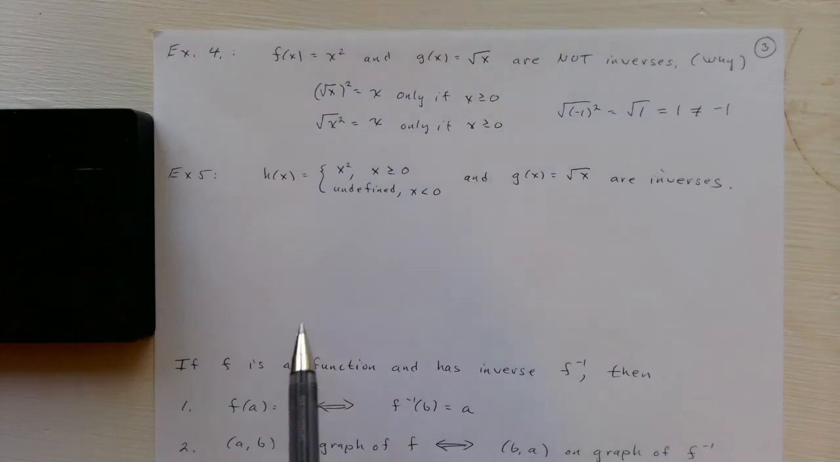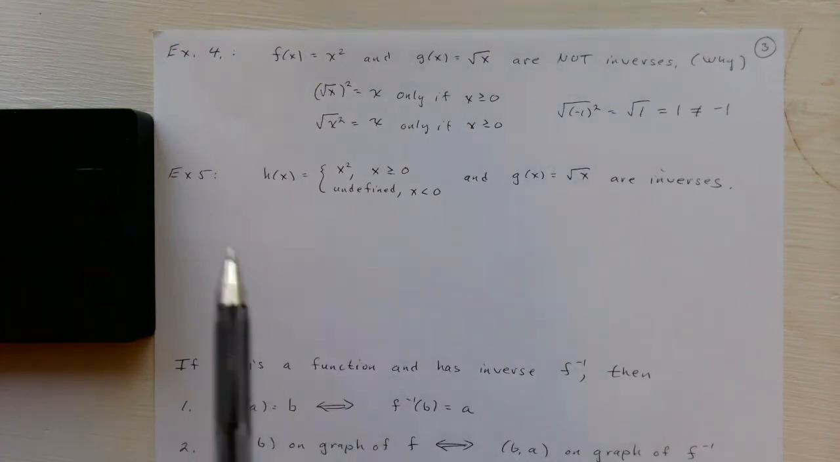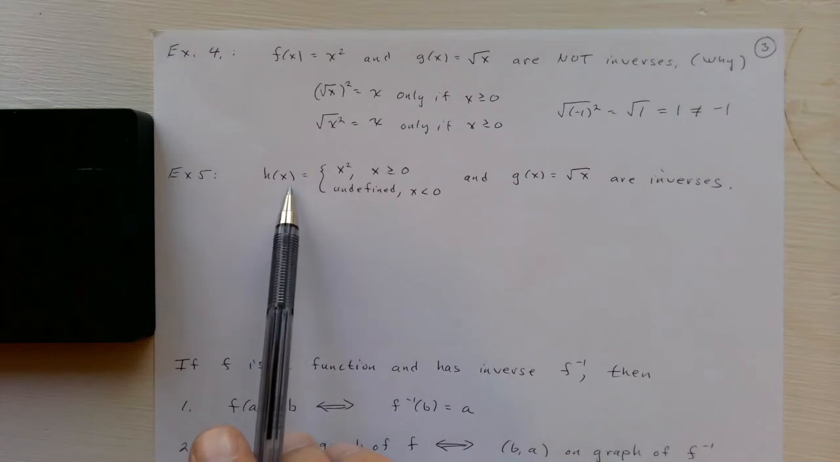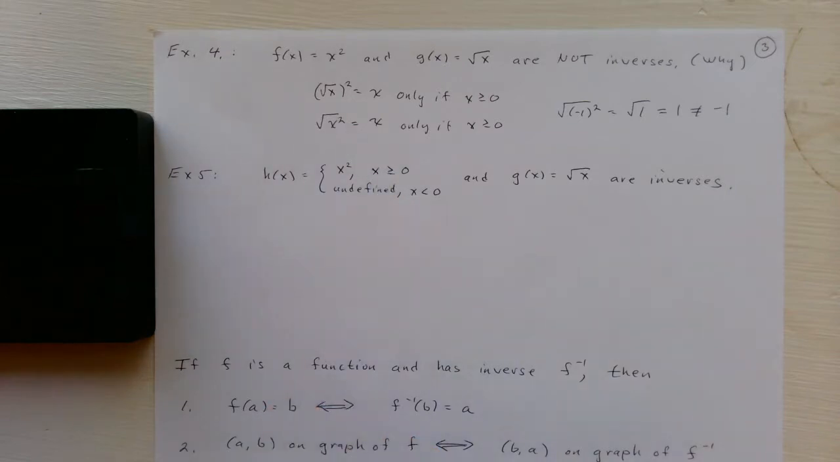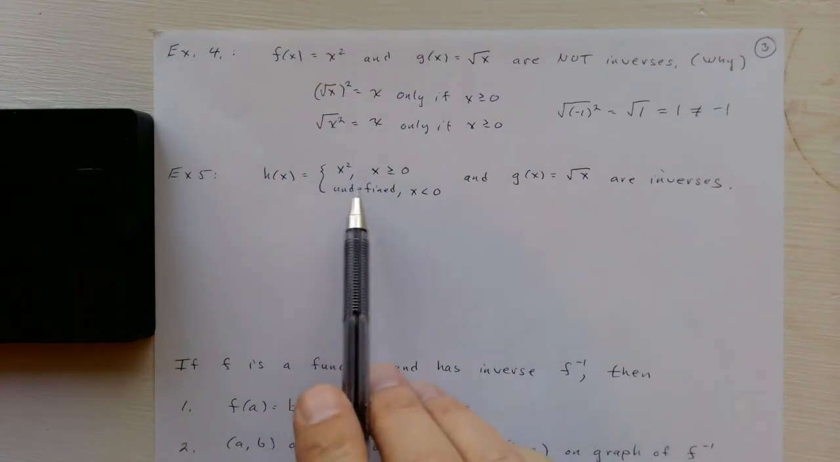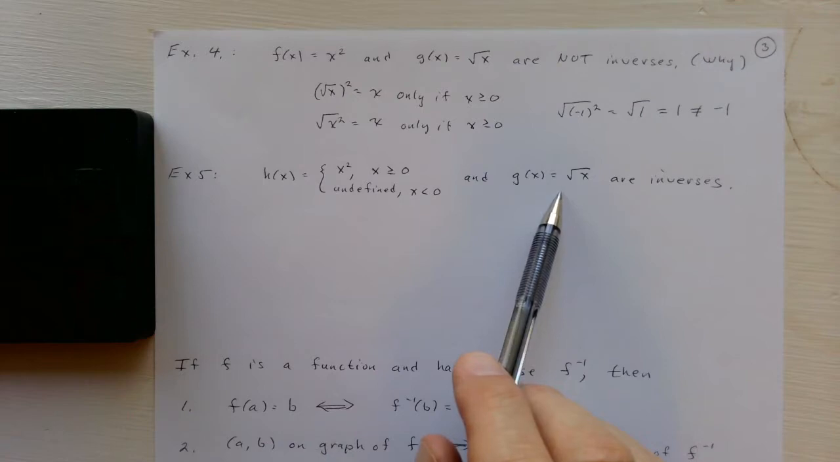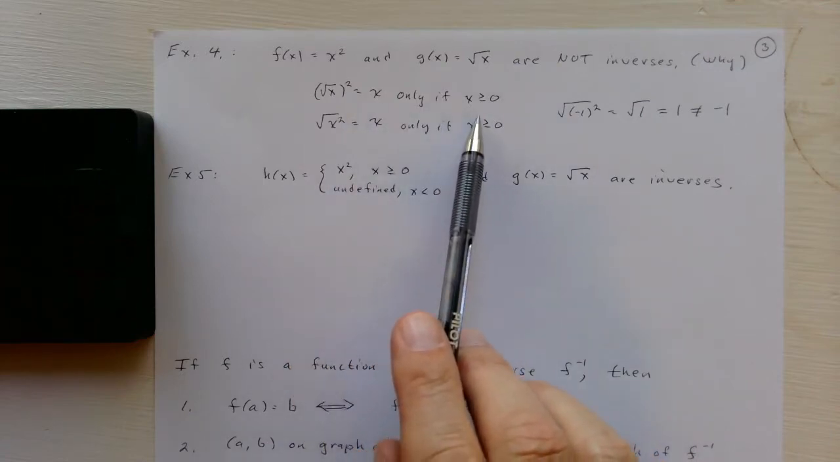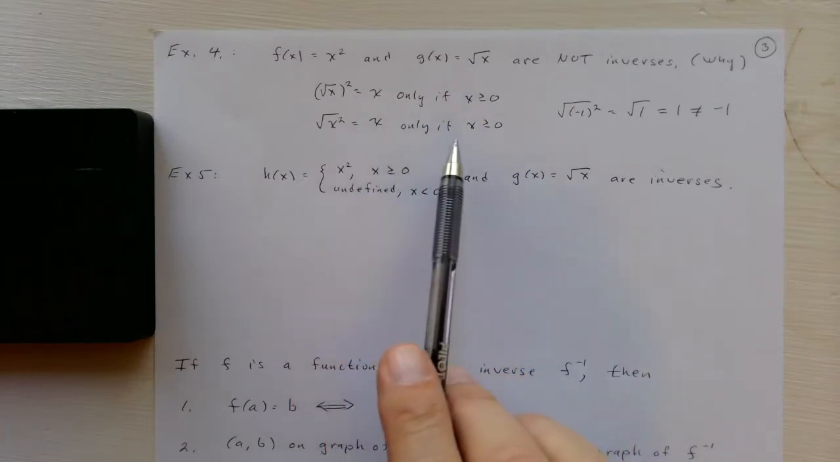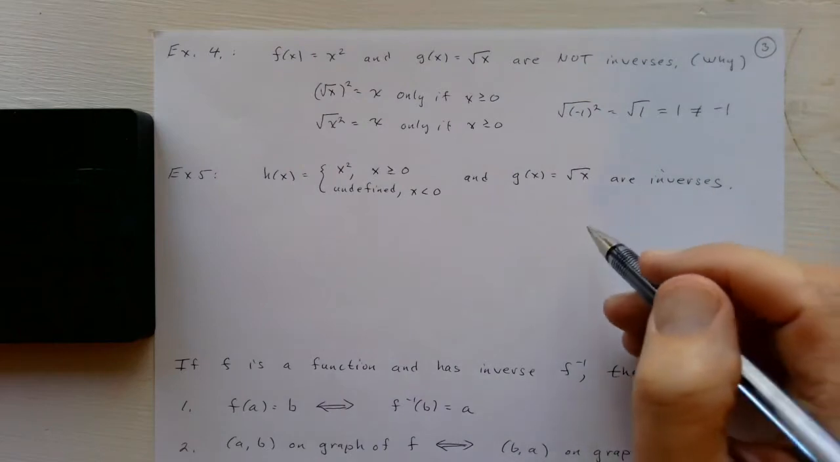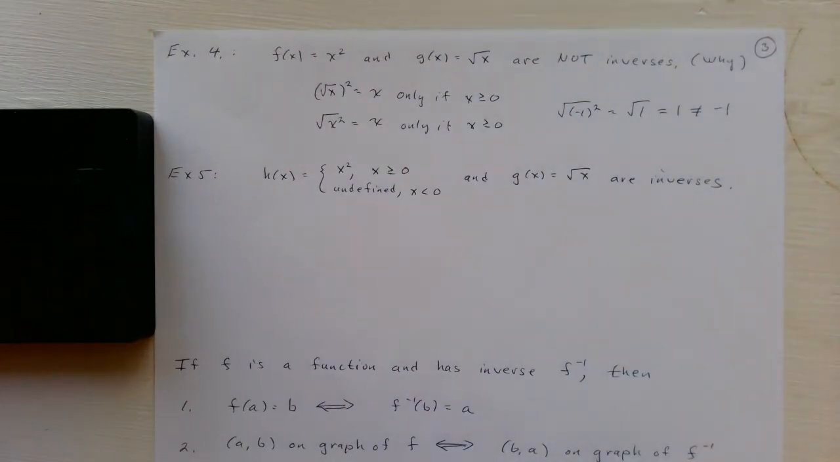Now we can fix this a little bit by defining the next example, this function h. We restrict the domain of this function h to be when x is greater than or equal to 0, the non-negative real numbers, and we just say it's undefined when x is negative. Now they're going to be inverses of each other, because now this will hold for all x in the domain of h, and this holds for all x in the domain of g. So these are inverses for the same reason. Now we'll come back to this in a moment.